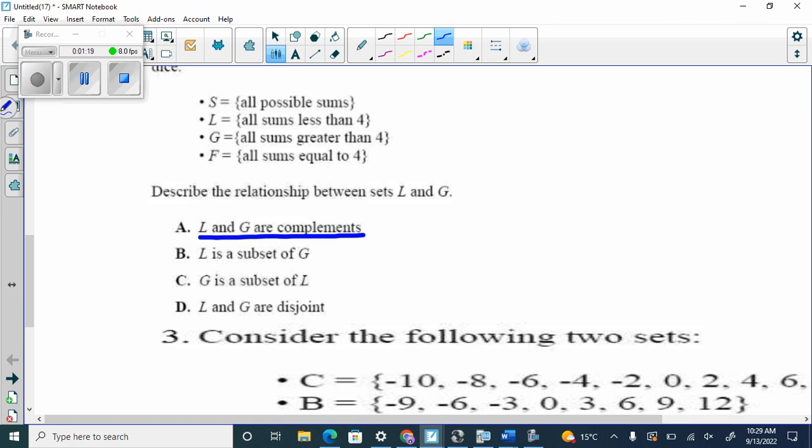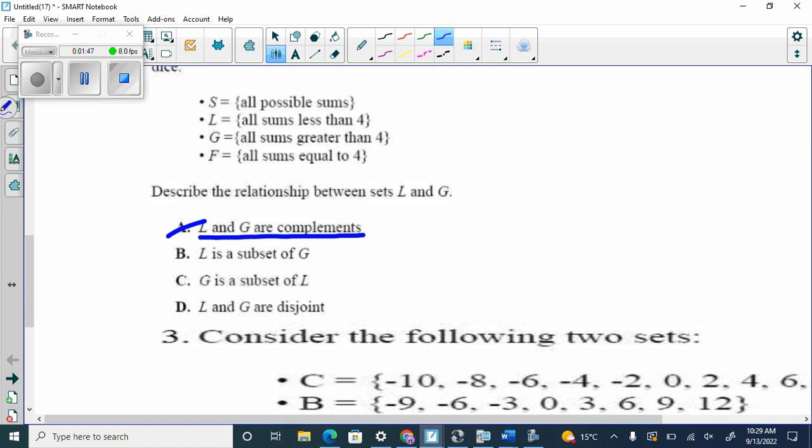Now some people might fall for this one being the complements, but the sums less than 4 and the sums greater than 4 don't include what? 4. So if you wanted them to be complements of each other, one of them would have to be all the sums less than or equal to 4 and all the sums greater than 4, or all the sums less than 4 and all the sums greater than or equal to 4. One of them would have to have equal in it, and they don't. So that one's out. L is a subset of G.